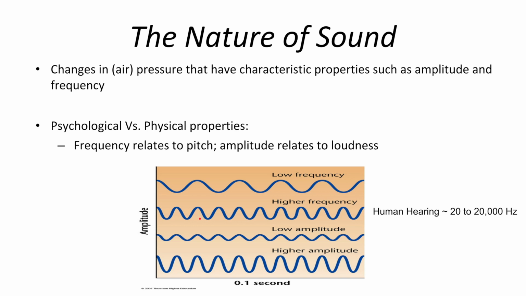It's important to note, because we'll talk about some of the methods by which the ear codes hearing for humans, that our hearing range is somewhere between roughly 20 to 20,000 hertz. So that would be 20 compressions per second up to about 20,000 compressions per second.